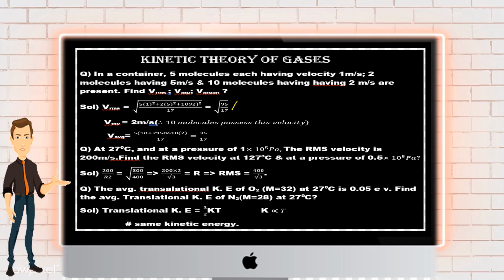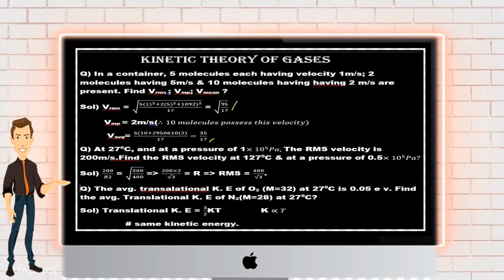Here they have given 5 molecules with 1 meter per second velocity, 2 molecules having 5 meters per second, and 10 molecules having 2 meters per second. Finally, 10 molecules having 2 meters per second is the most probable velocity. So the average velocity is the sum of all velocities divided by the total number of molecules. Then we get it as 35 by 17.